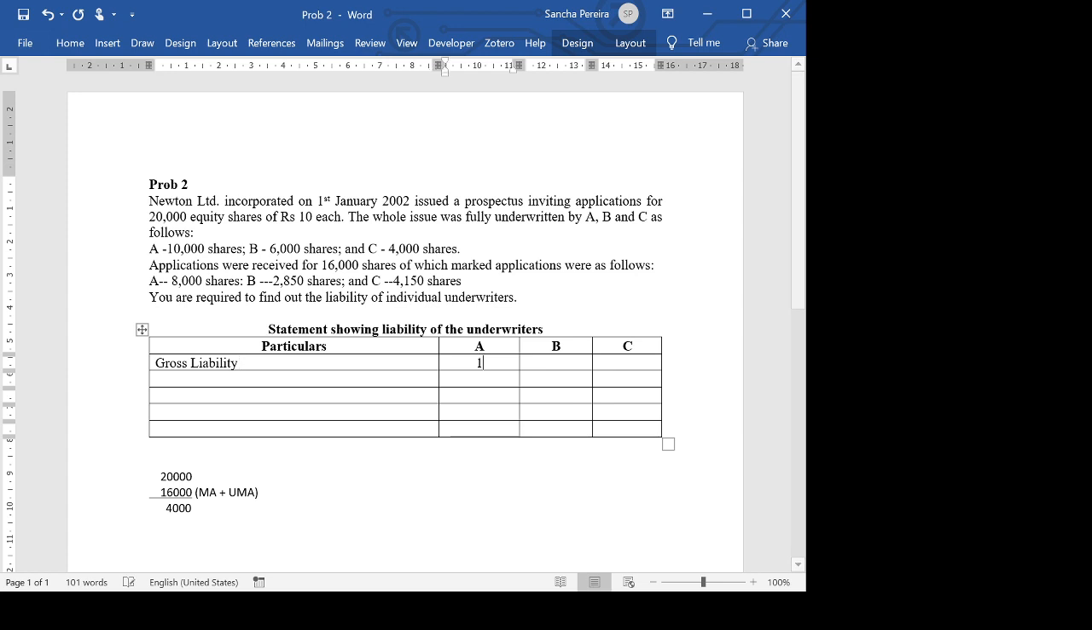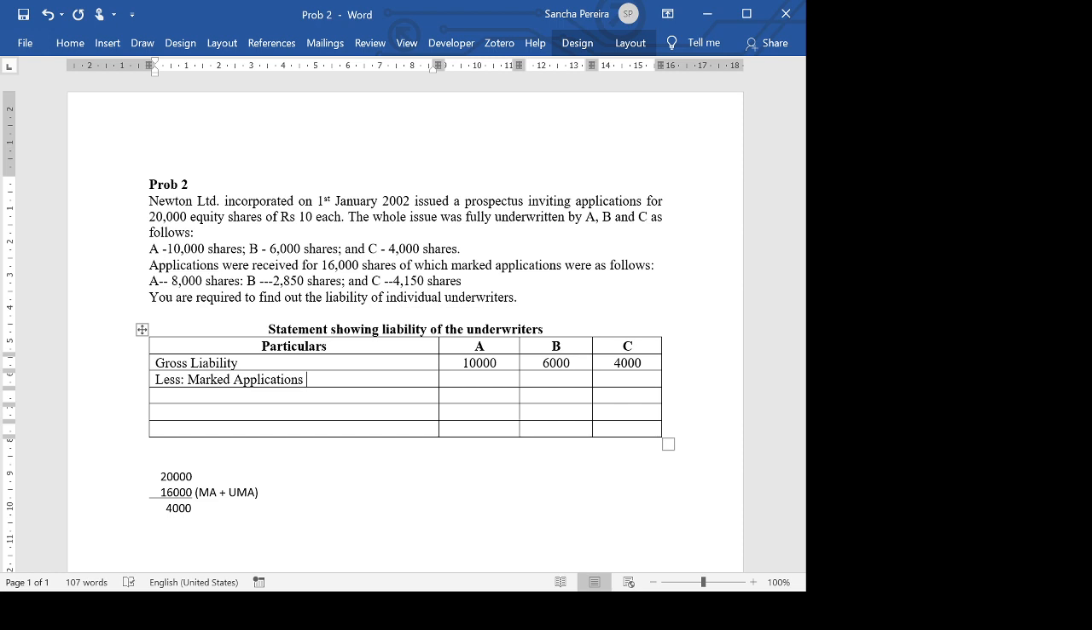So A has taken responsibility for 10,000, B has taken responsibility for 6,000, and C has taken responsibility for 4,000 shares. Okay, total is 20,000. That means if nobody buys any of the shares, A will have to take up the entire 10,000, B will have to take up 6,000, and C will have to take up 4,000. If nobody buys, but people have bought the shares, and next we minus is the less marked applications.